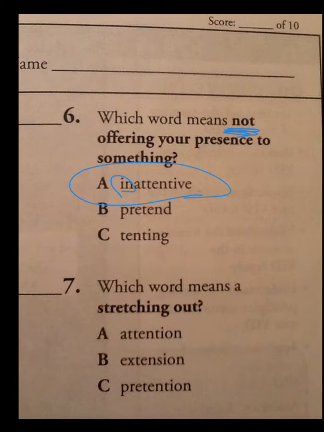Number 7, which word means a stretching out? A, attention, B, extension, C, pretension. Again, here's this word here, out. I know out has words like exit and exoskeleton, goes on like that. So X meaning on the outside. So here's another X here. So the answer would be B, extension.